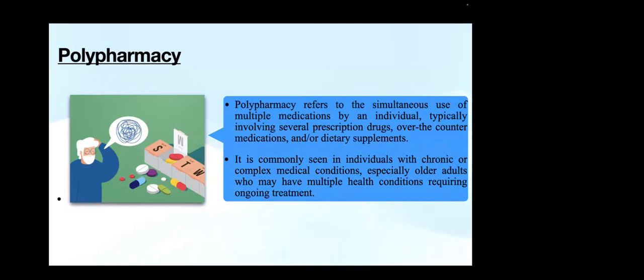So polypharmacy refers to the simultaneous use of multiple medications by an individual, typically involving several prescription drugs, OTC medications, or dietary supplements. And it is commonly seen in individuals with chronic or complex medical conditions, especially older adults who may have multiple health conditions requiring ongoing treatment. So that is all about the polypharmacy introduction.